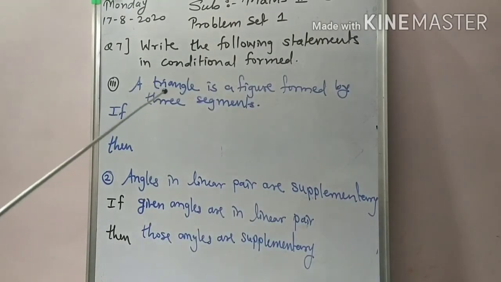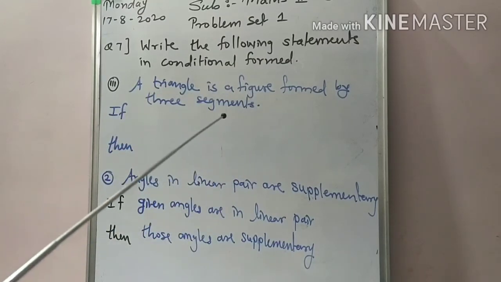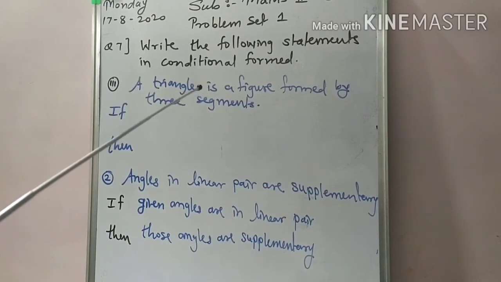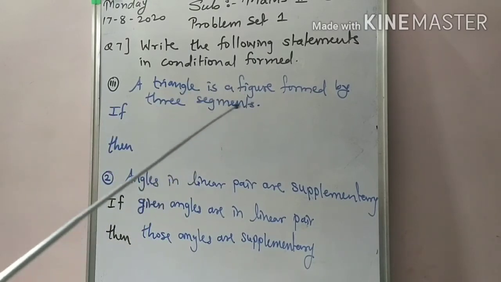A triangle is a figure formed by 3 segments. It means that the given figure is what? A triangle. If the given figure is a triangle, then it is formed by 3 segments. Okay, students?